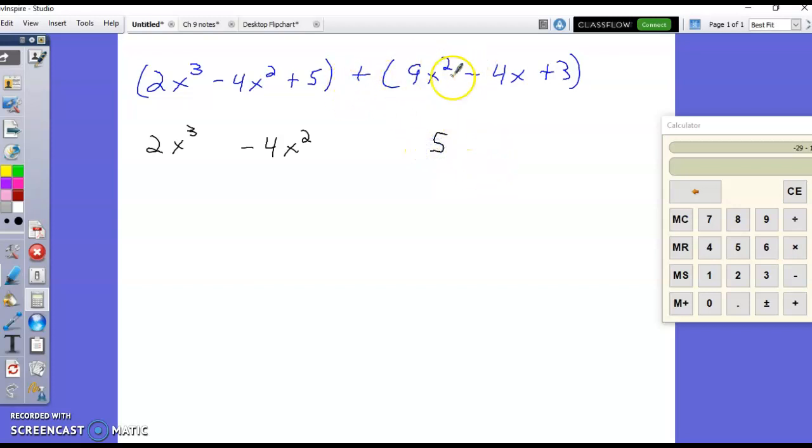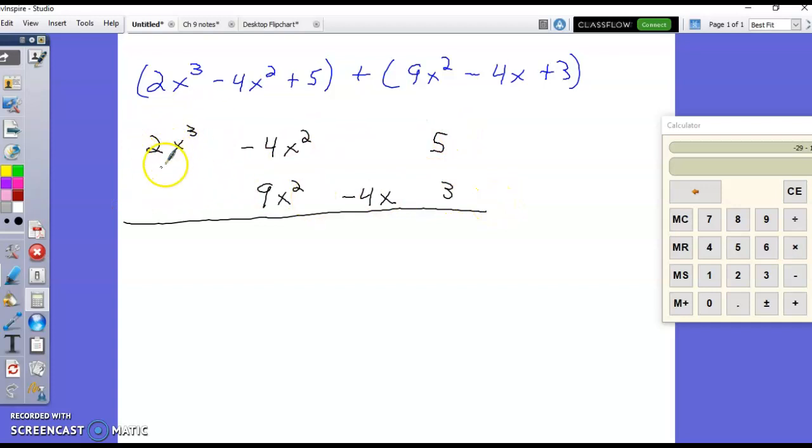And now for the second one, I have a 9x squared, so I'm going to line that up with the negative 4x squared. So that would be a 9x squared. I have a negative 4x, negative 4x, and then I have a positive 3, so I'll line that up with the 5. Now, all we have to do is add the like terms, and the way that I line them up is going to already put them in standard form, so we're good there.